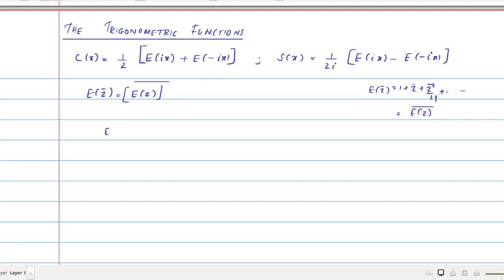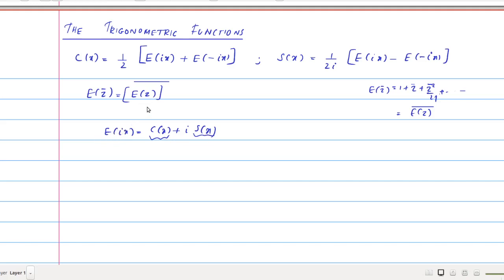Now we write what e of ix is. From this we can write it as c of x plus i times s of x. When you multiply by i and add these two functions, you get e of ix is equal to c of x plus i s of x. So this is the connection between e of ix and c and s in the reverse order. Now we can say that c of x and s of x are the real and imaginary parts of this function e of ix respectively.